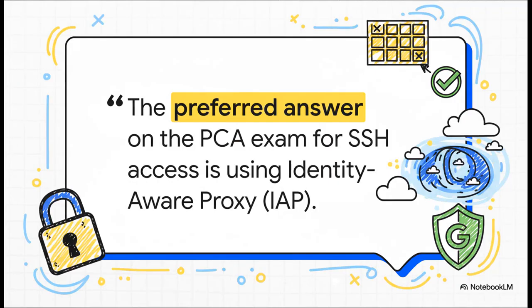And this right here is the perfect example of that architect mindset. Yeah, you can open port 22 to a specific IP range, but the exam's preferred answer is almost always to use Identity-Aware Proxy, or IAP. With this method, you're tunneling traffic through Google's own secure infrastructure. That means you never actually expose port 22 to the public internet at all. The only rule you need is one that lets traffic in from Google's IAP range, which is 35.235.240.0/20. It's just a much better way.